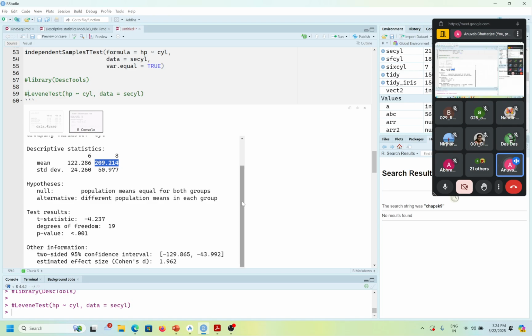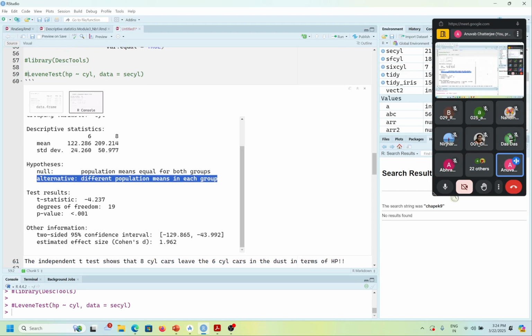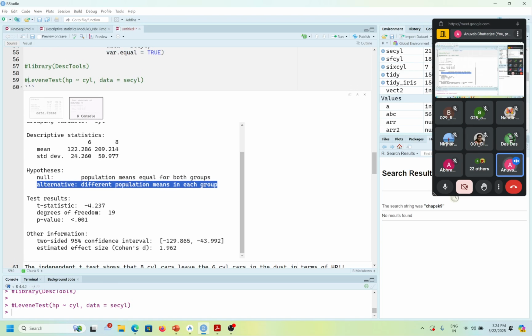So the question that was asked is whether the mean is different between the two groups, and the p-value is greatly less than 0.001, so hugely significant. So you definitely can agree to the alternate hypothesis that the population mean differs between the two groups. So essentially the alternate hypothesis is different population means in each group, so the means are different and the p-value is very, very significant.